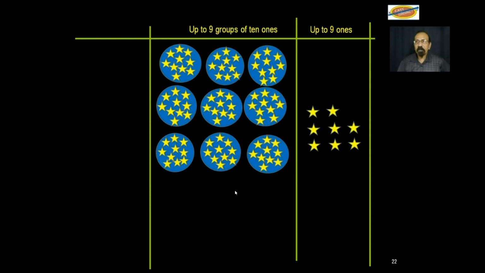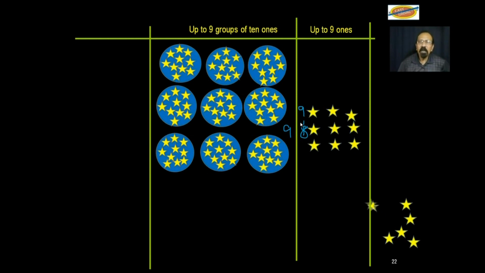So let us say we have been counting stars for a little while. We now have 9 groups of 10 here, and we have 2, 4, 6, 8 over here. So that would be 98 stars. 9 groups of 10 and 8 ones. Now if we add another one here, we now have 99.